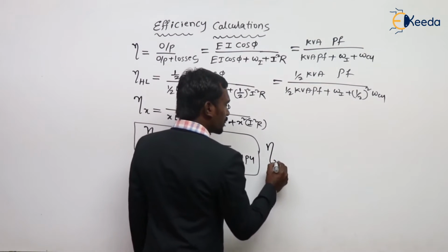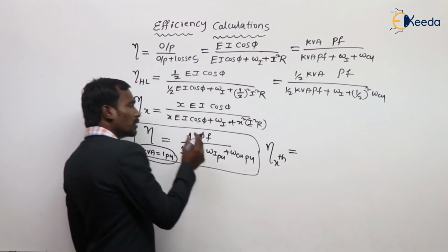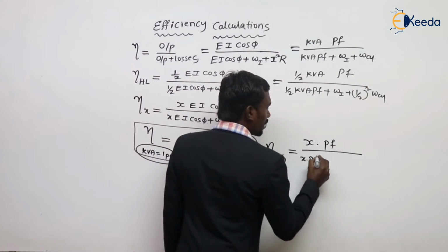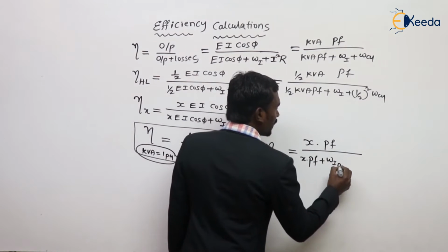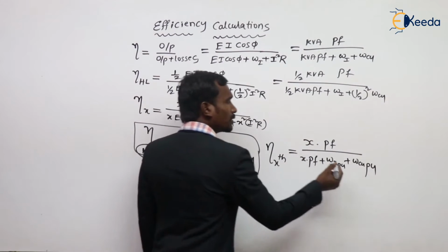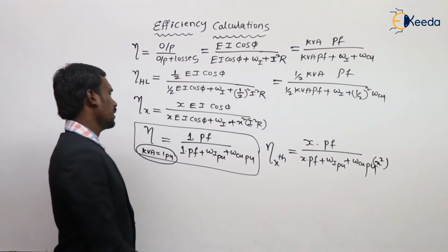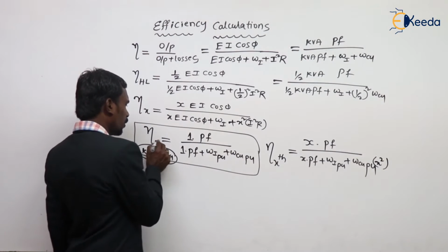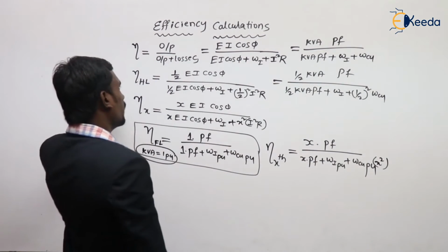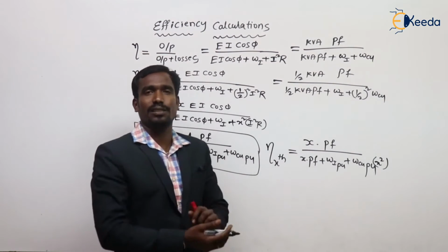For example, x load efficiency is equal to x into power factor by x into power factor plus iron losses per unit plus copper losses per unit at x load, that is x square into copper loss per unit at full load. These are the efficiency calculations. Simply, this is how we can calculate the efficiency.